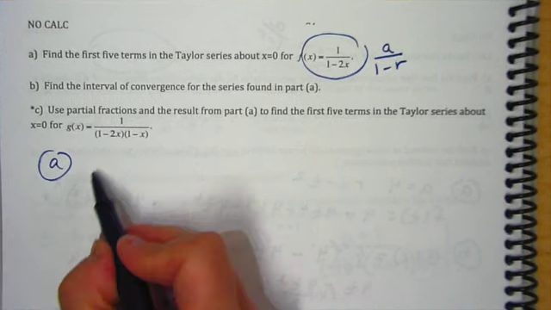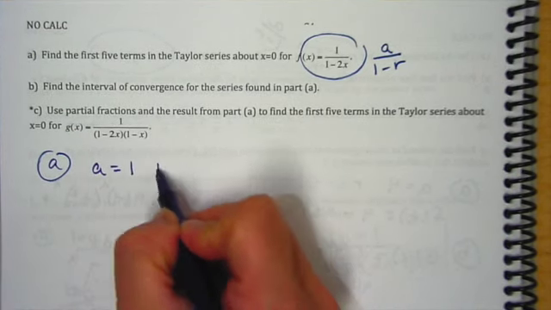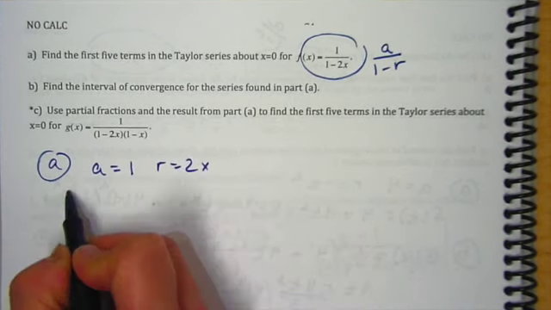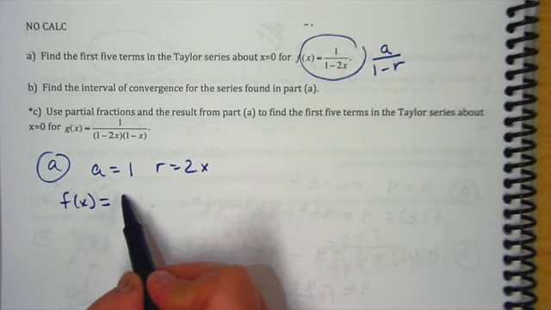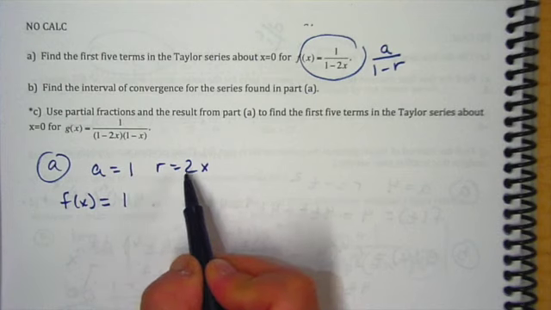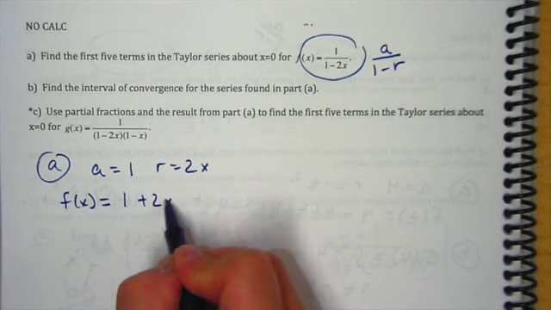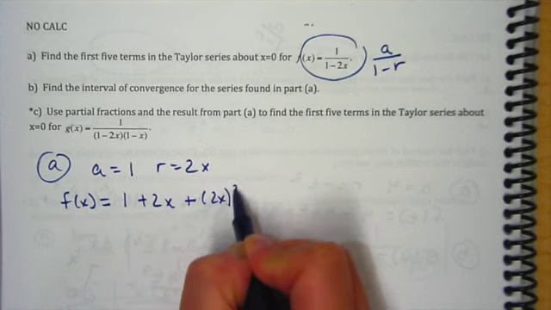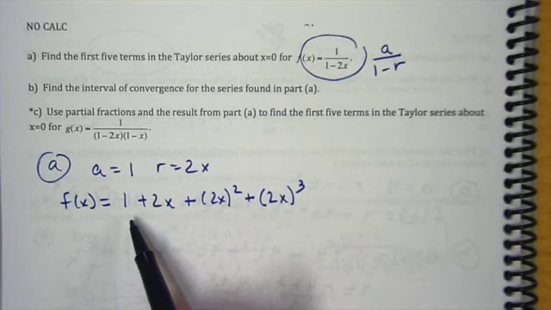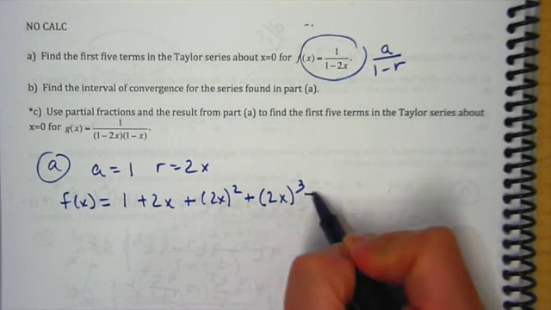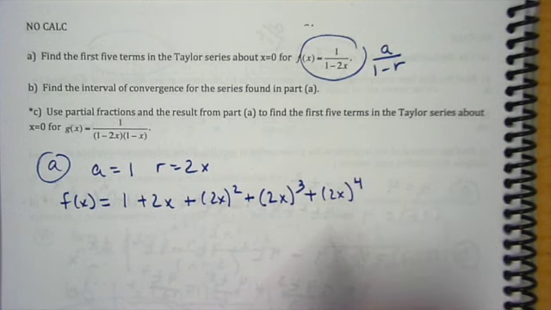So I know that a is 1, your r is 2x, so f of x, which is equal to this, is the same as 1, and then you're just multiplying by 2x every time, plus 2x, and I'm just going to write it like this. Don't simplify it. And I want the first 5 terms. So I've got 1, 2, 3, 4, 5. I need one more.